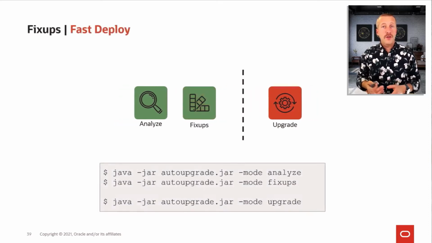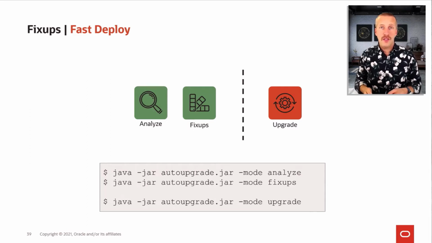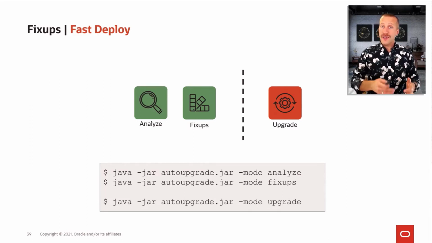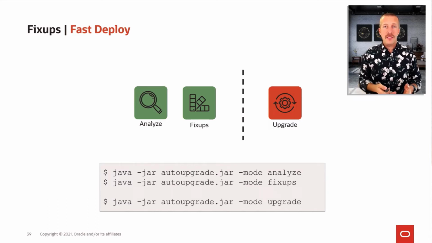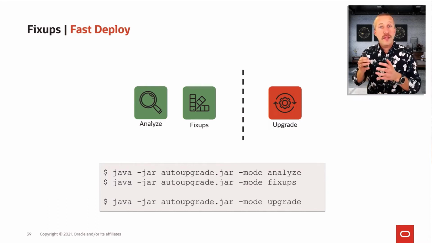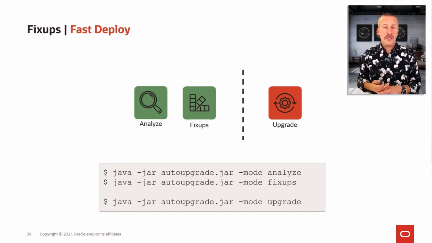But now, with the new fast deploy mode, it is a three-step process. First, auto upgrade again analyzes the database, but now we run the pre-upgrade fix-ups while the database is still in use. We are now making the changes to the database that are required for the upgrade to succeed. After a little while, the downtime window begins, and now you only have to upgrade the database.